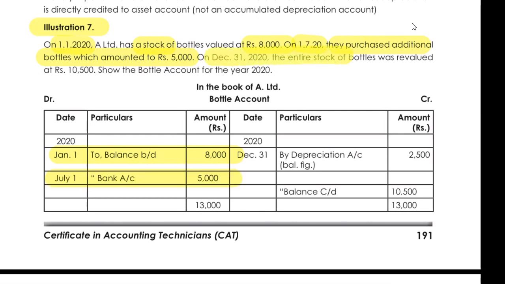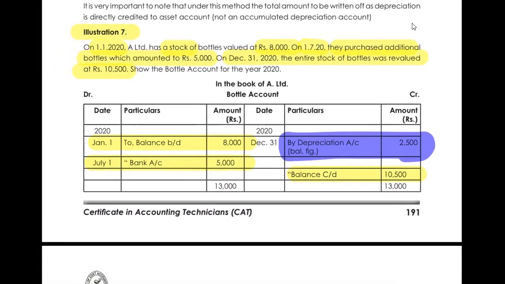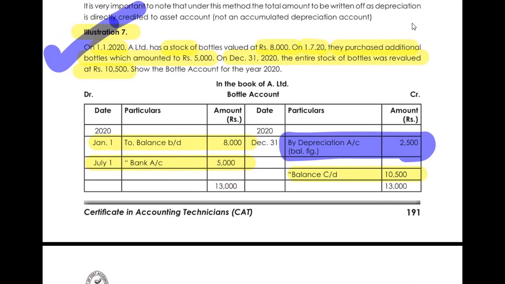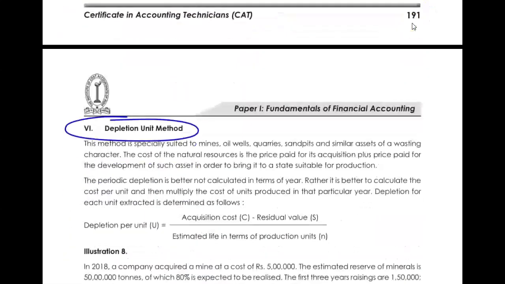On 31st December, the entire stock was revalued at 10,500. So balance carried down 10,500. Whatever is your balancing figure, that would be your depreciation, which will be just 2,500. Same thing we did. So that was an easy example for your revaluation that we completed.